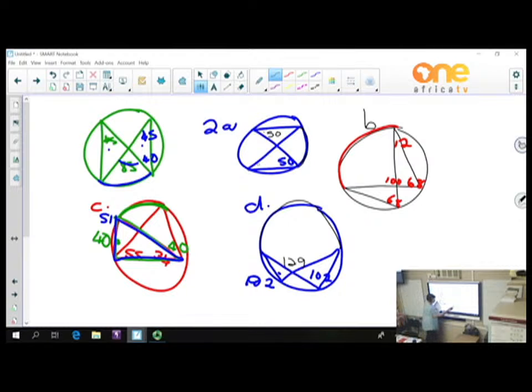Okay, well, I got this one to be 78. It's a straight line there. So this one is 78, and then you can work in that little triangle there. Yeah, 51. So my answer is also 27 there for that one.